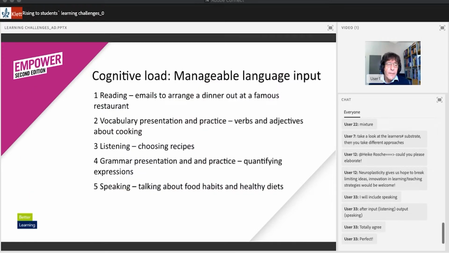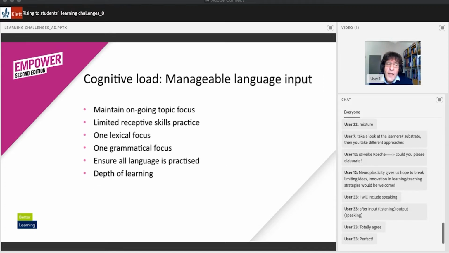and they decide whether they think the other person has a healthy diet or not. So I think this is a more manageable language input. So only 5 stages: 1 reading, 1 listening, 1 fairly limited vocabulary with practice, 1 fairly limited grammar section with practice, and some speaking. So a lot of practice at every stage. This perhaps illustrates how we might make language input manageable, by maintaining a topic focus ongoing through the lesson. So it all leads up to the free activity.